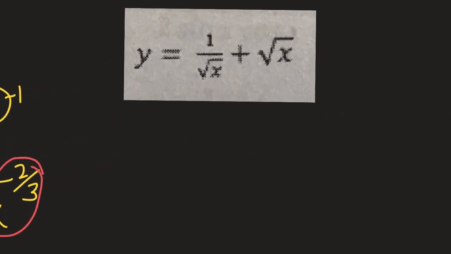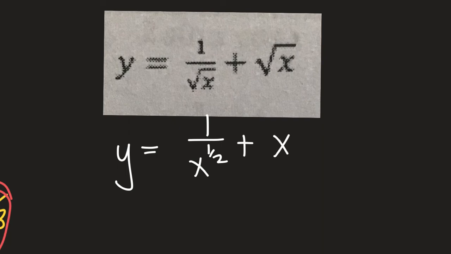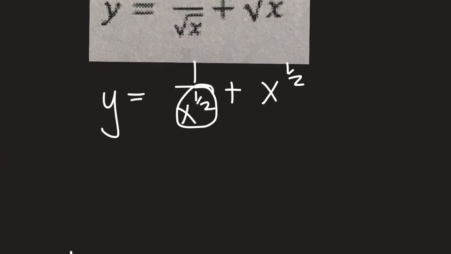Okay. So once again, we're going to deal with these and change our radicals into fractions before we take the derivative. So this is 1 over x to the 1/2 plus x to the 1/2. So I'm going to move my variable with the exponent out of the denominator into the numerator by making it a negative fraction. So we're undoing the thing that we did a second ago.